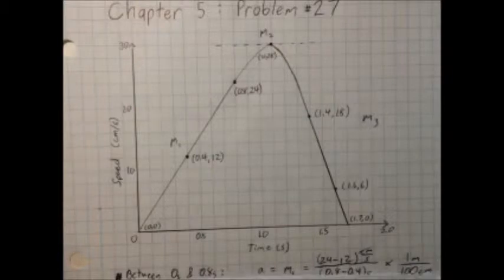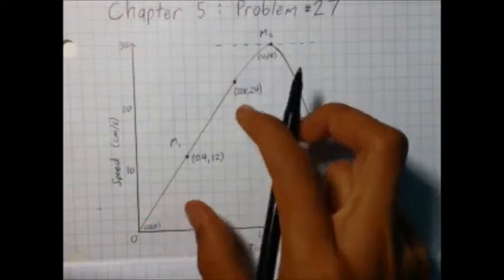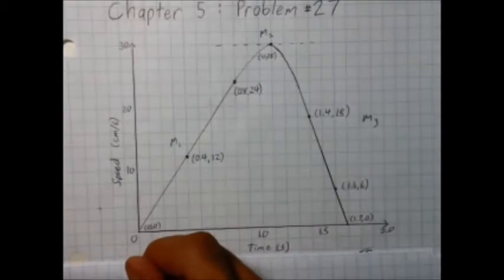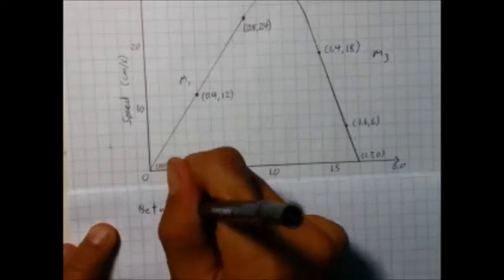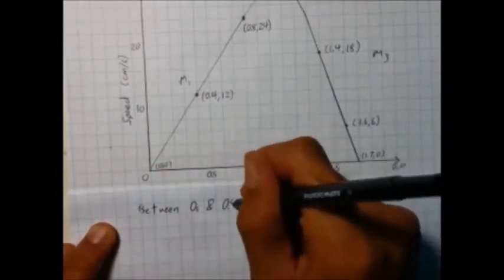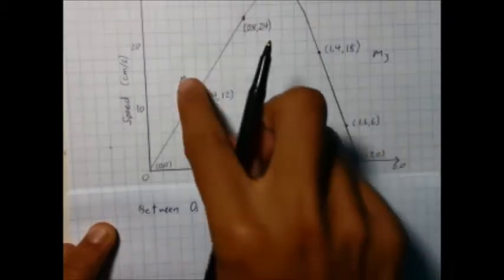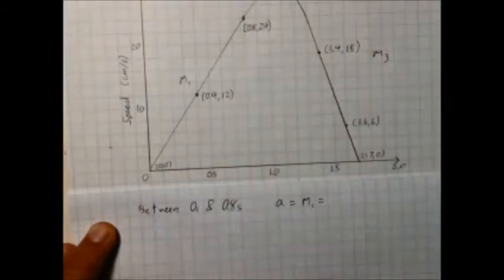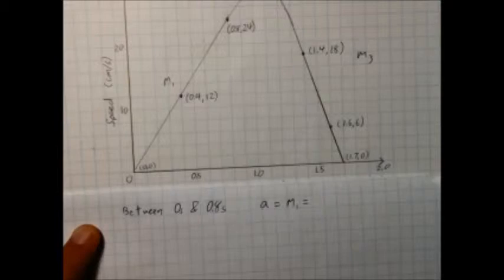So let's deal with M1 first, which is this increment right here, which is 0 to about 0.8 seconds. So we can say that between 0 seconds and 0.8 seconds, the acceleration is equal to the slope M1, which is, since it's a straight line, you can just use y2 minus y1 over x2 minus x1. We don't actually have to deal with limits, derivatives, and all that calculus stuff.